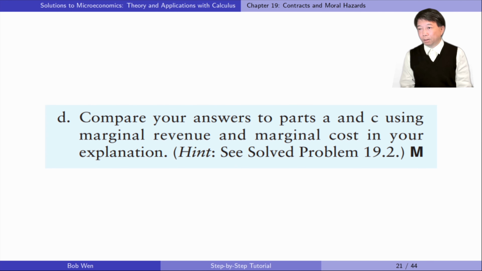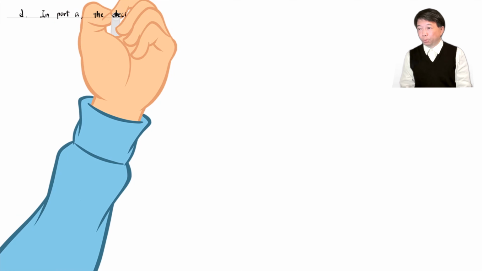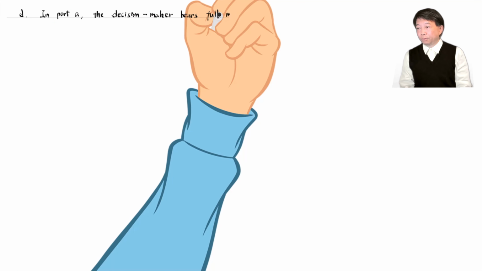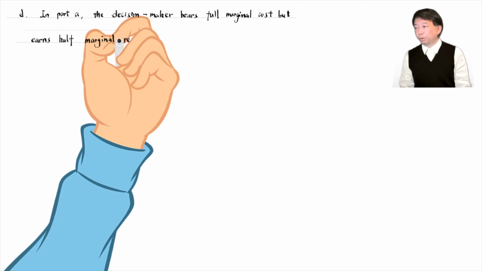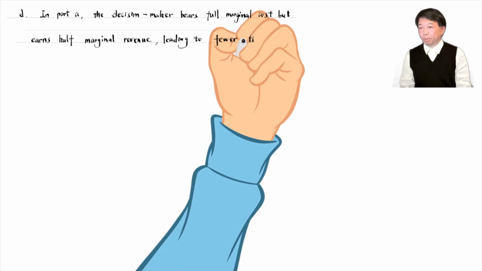For Part D, compare your answers to Parts A and C using marginal revenue and marginal cost in your explanation. In Part A, the decision maker bears full marginal cost but earns half marginal revenue, leading to fewer tickets sold than the optimal level.